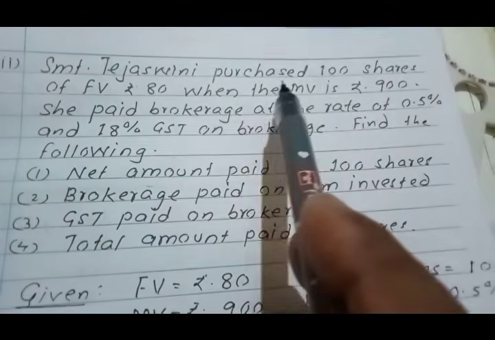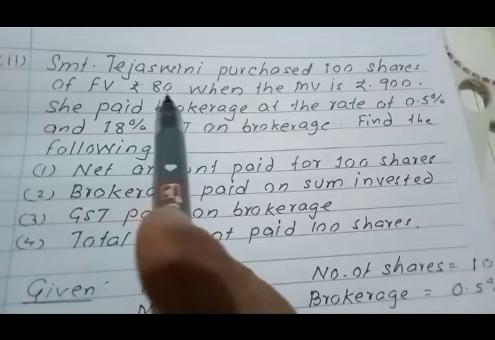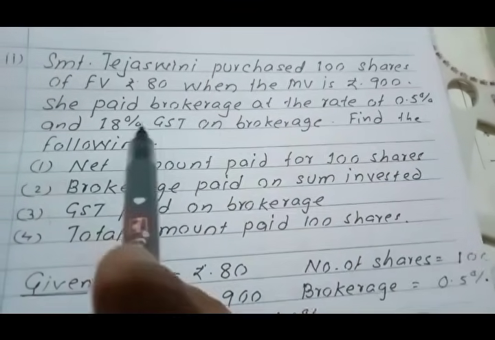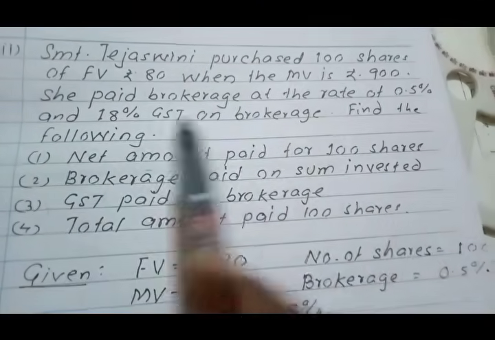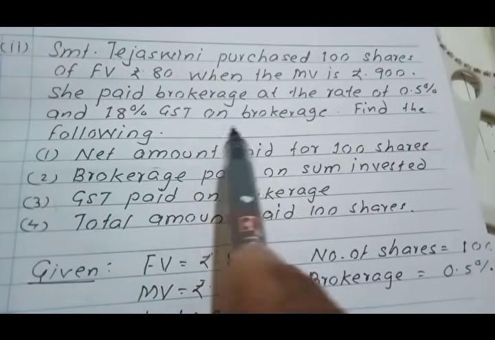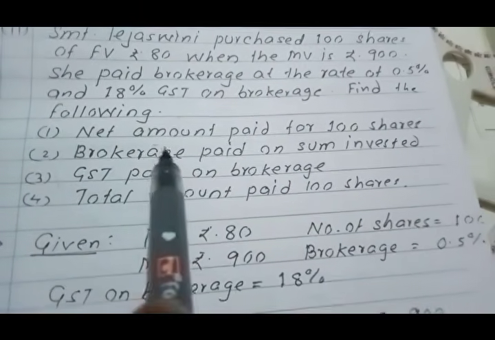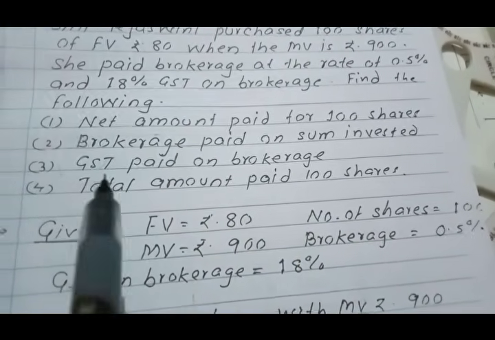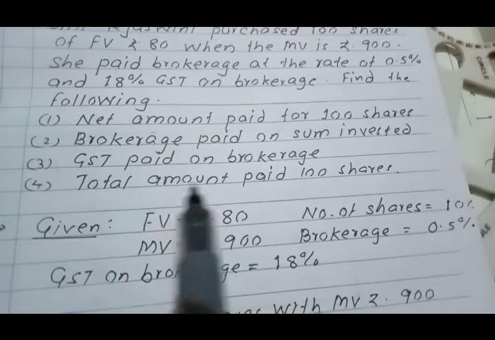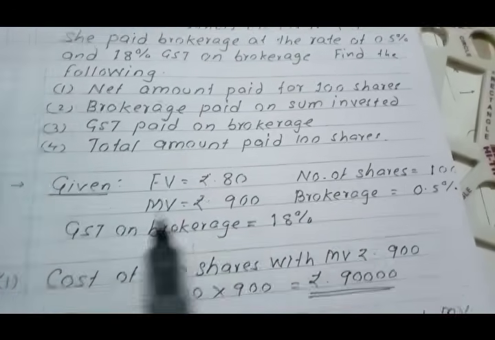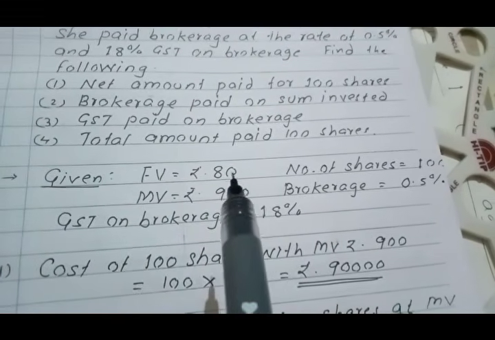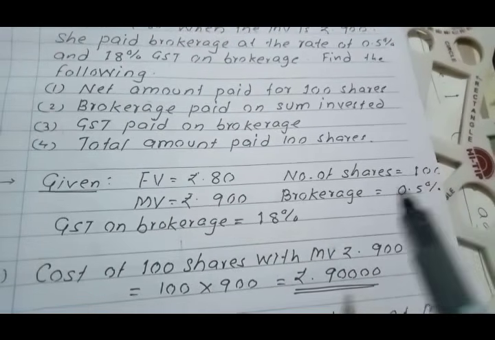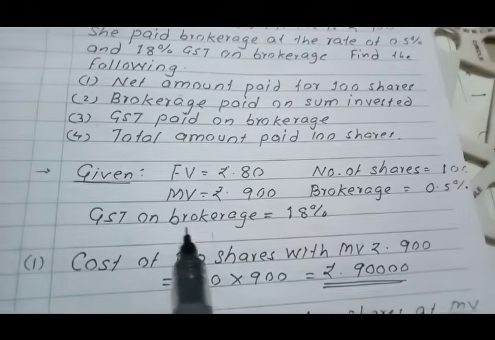Srimati Tejaswini purchased 100 shares of face value rupees 80 when the market value is rupees 900. She paid brokerage at the rate of 0.5% and 18% GST on brokerage. Find the following: number 1, net amount paid for 100 shares; brokerage paid on sum invested; GST paid on brokerage; and total amount paid for 100 shares. Answer. Given: face value 80 rupees, market value 900, number of shares 100, brokerage 0.5%, GST on brokerage 18%.